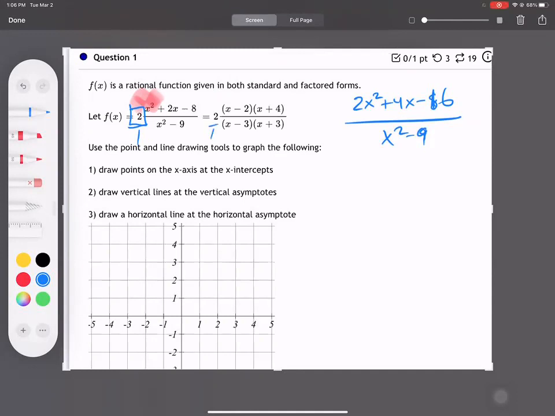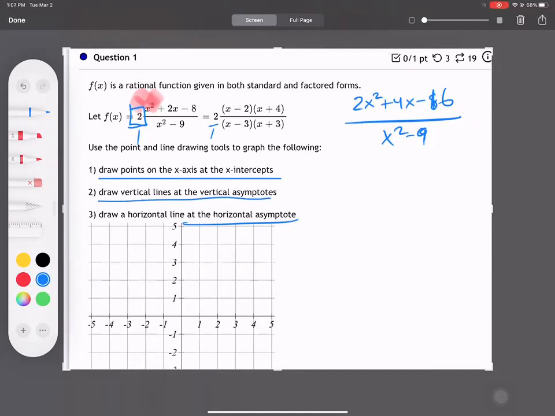Now, we had a couple of steps that we went through, but let's look at what the question is. It says draw the x-intercepts first, then draw the vertical asymptotes, and then followed by the horizontal asymptotes. So we're going to draw 3 characteristics of this graph without almost doing any work. So the first characteristic is this. That's going to find our x-intercepts.